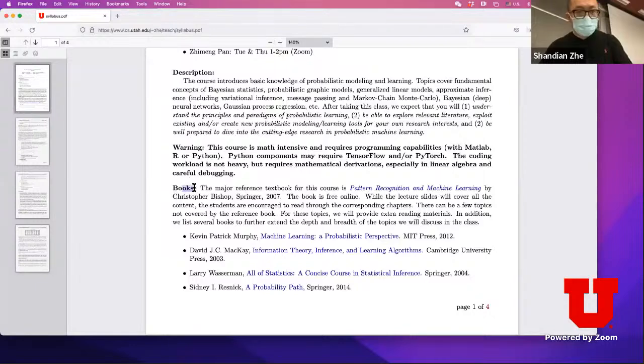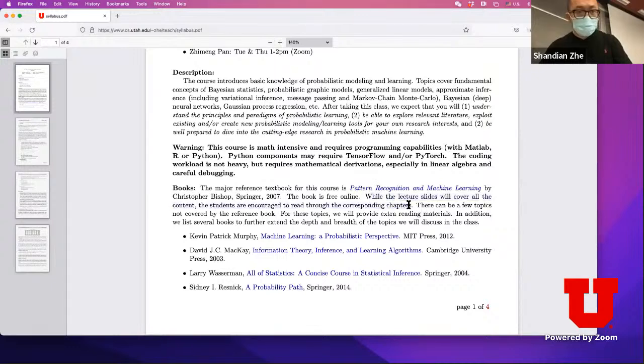But first, let me introduce what kind of materials we want. We have a major reference textbook for this course. It's a classical book called Pattern Recognition and Machine Learning, written by Christopher Bishop in 2007. It's kind of an old book, but the content is not outdated. It covers a lot of things in this area. And the good thing is that this book is free online, so you can just download it.